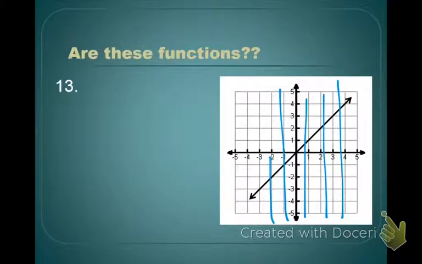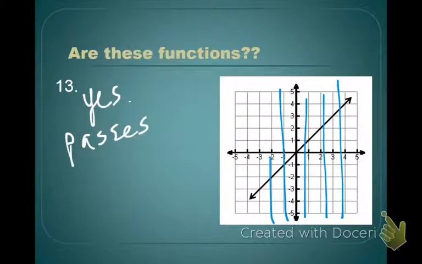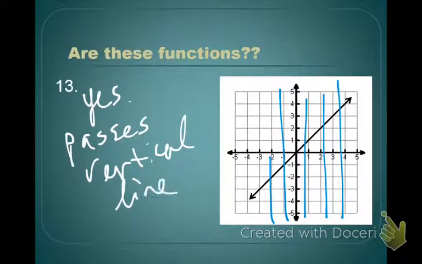So is this guy a function? You bet. Okay? And the reason is, I'd like for us to keep saying that each input has only one output, but we can just say it passes the vertical line test. Okay?